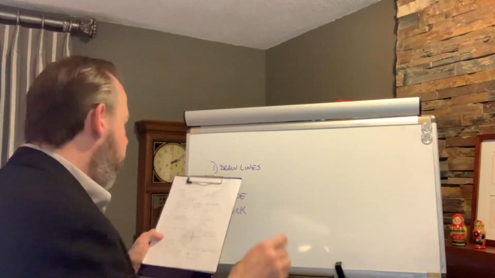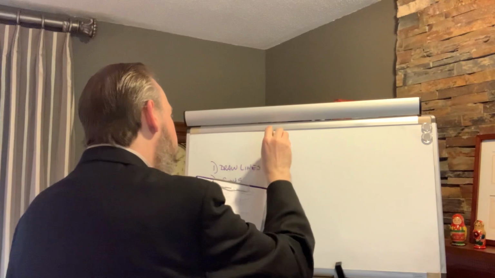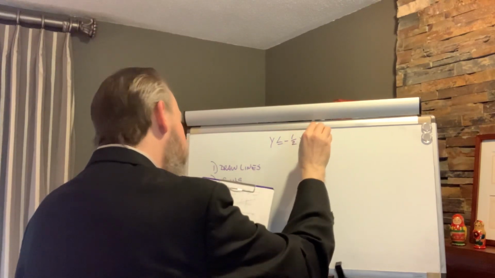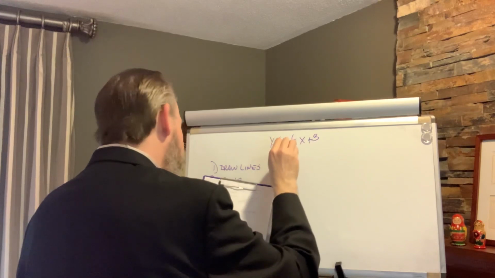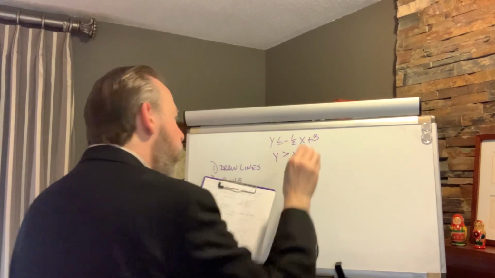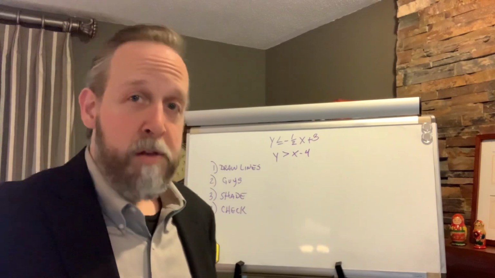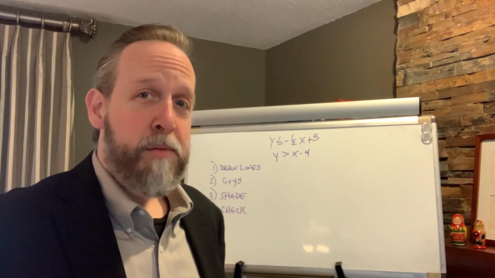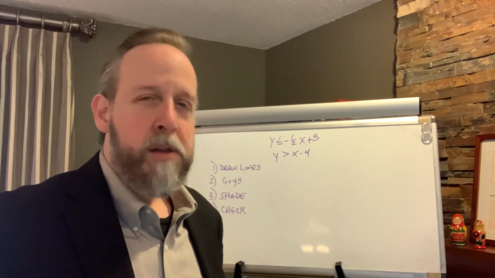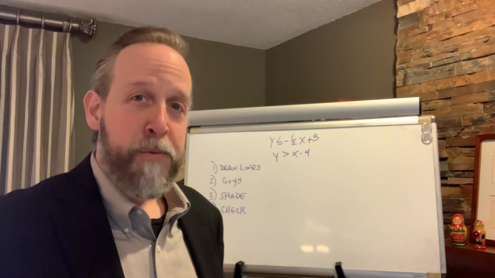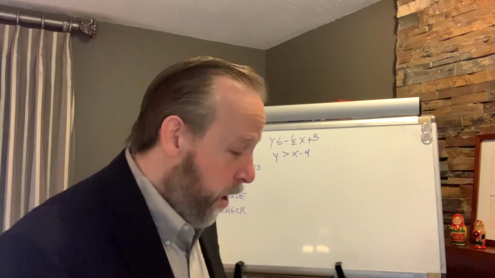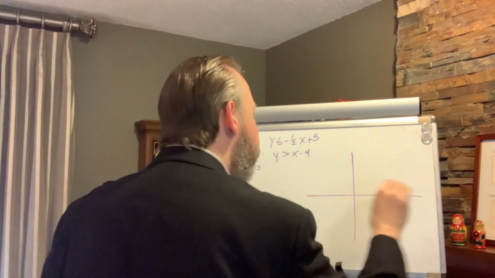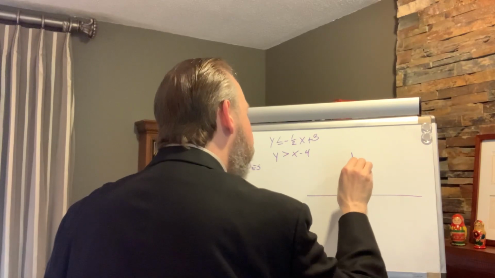Now here's the system I'm going to give you. We'll say y is less than or equal to -1/2 x plus 3, and y is greater than x minus 4. Please note also, I'm giving you the equations in slope-intercept form. They don't have to be in slope-intercept, but if you had equations that were not, you could always put them into slope-intercept form for easy graphing. All right, so I'm going to draw my coordinate plane. I'm going to go 1, 2, 3, 4, 5, 6 up.